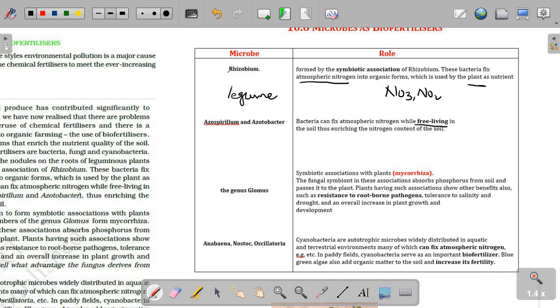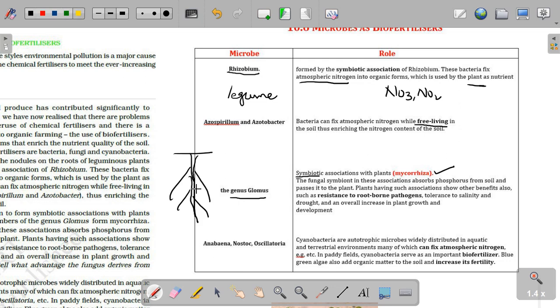The fungi belonging to the genus called Glomus have a symbiotic relationship with the root system of higher plants. This type of symbiotic association is called mycorrhiza. It is an association between the higher plant and the fungi growing on the top of the root system. It can be on top or it can be inside the root system.